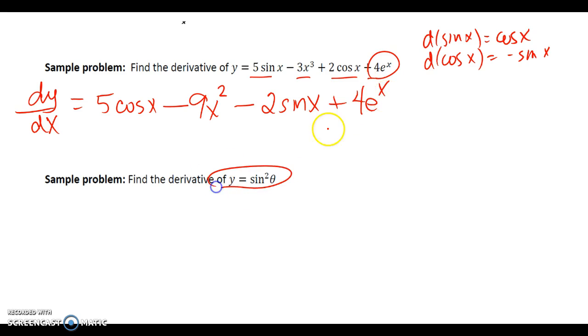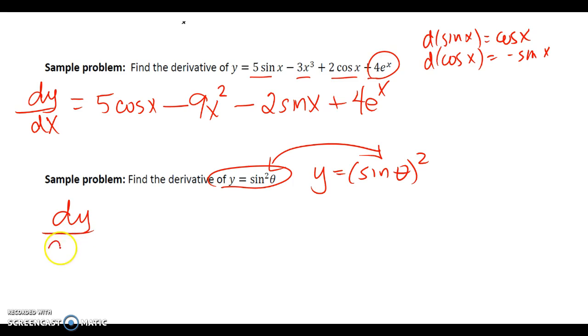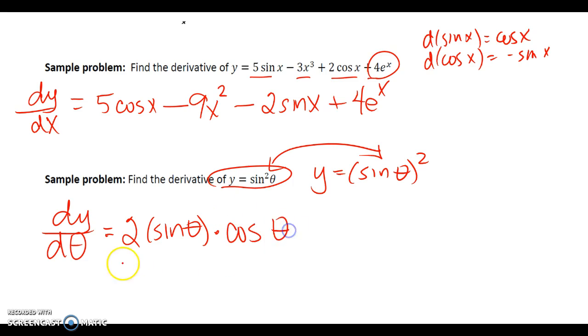Okay, let's look at this one. We can rewrite this to make our lives easier as those mean the same thing, right? So dy/d theta, in this case, this is part of the chain rule, remember? First I'm going to take the outside, which will be 2 sine theta to the first, times the derivative of the inside, and the derivative of sine is cosine. So that's our answer there.